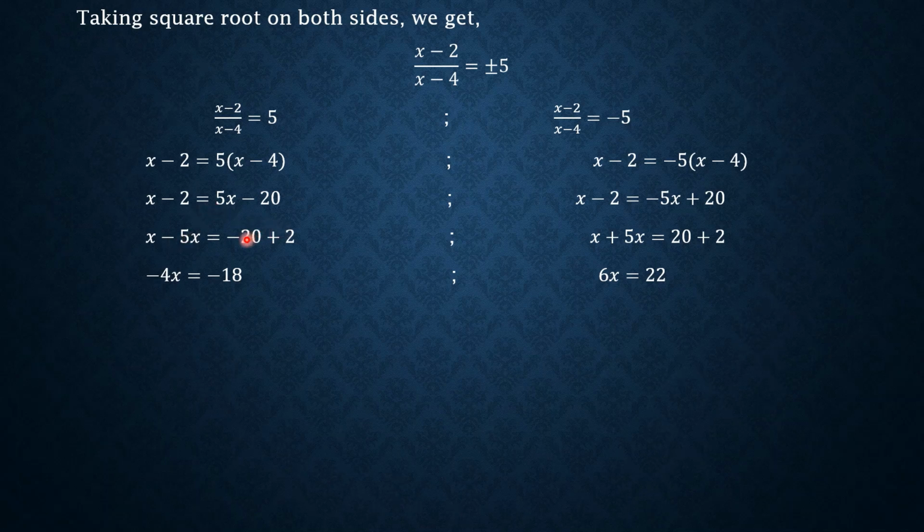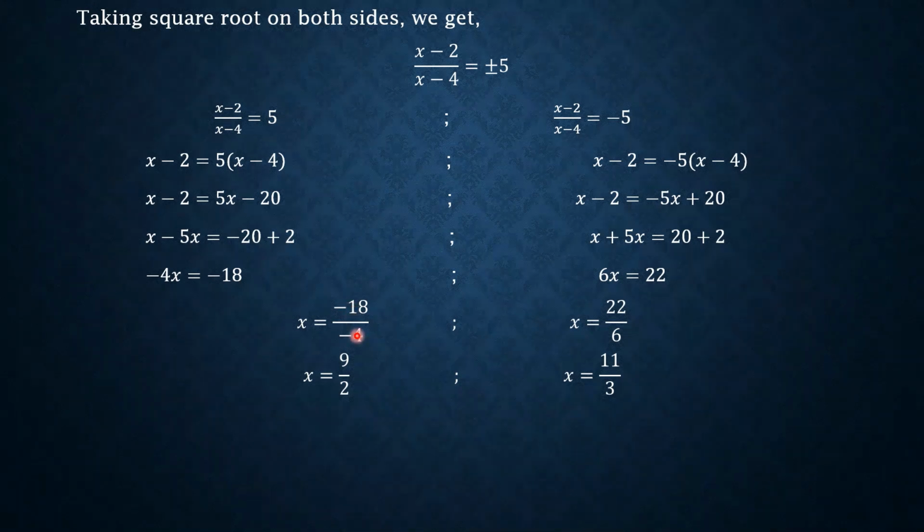So after simplification, we have minus 4x equal to minus 18, or x equal to minus 18 by minus 4. Transposing minus 4 to the right side, we have this minus 18 by minus 4, and after cancellation, minus is cancelled with minus, and 18 by 4 will be cancelled, as 2 2s are 4 and 2 9s are 18. So the simplified fraction is x equal to 9 by 2.